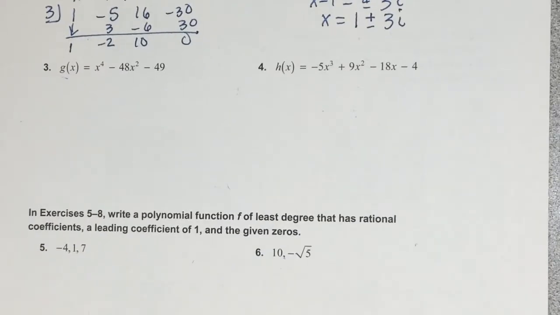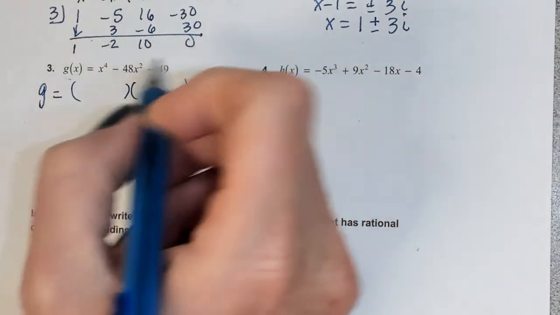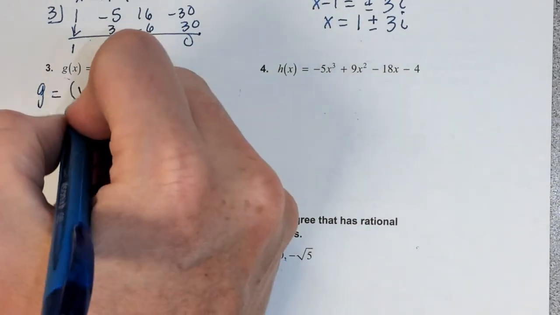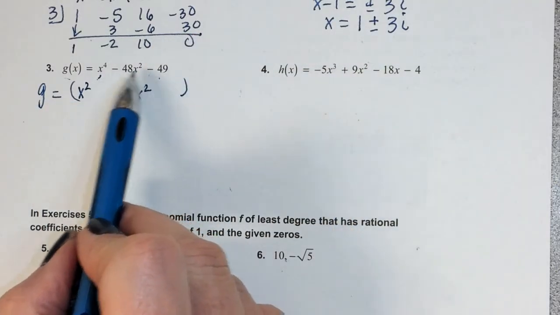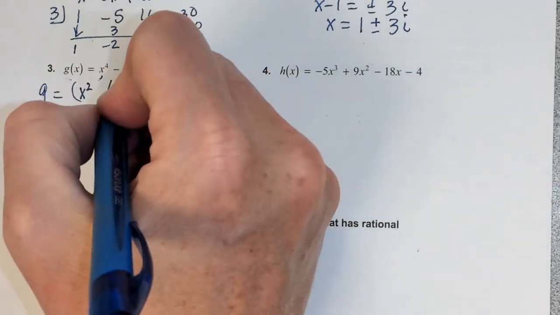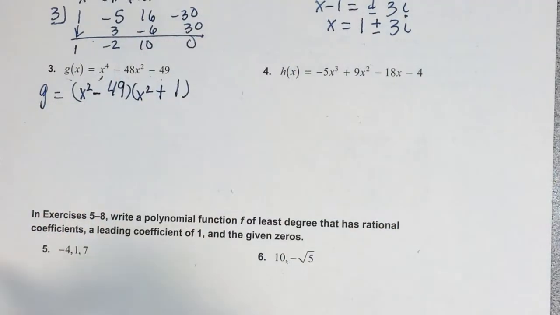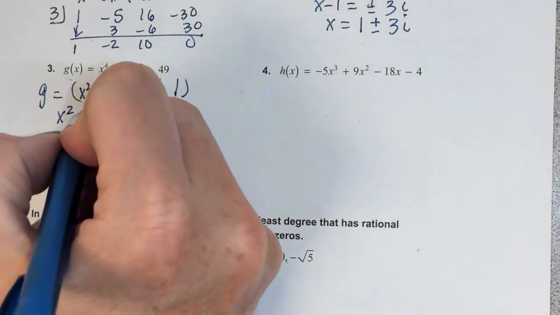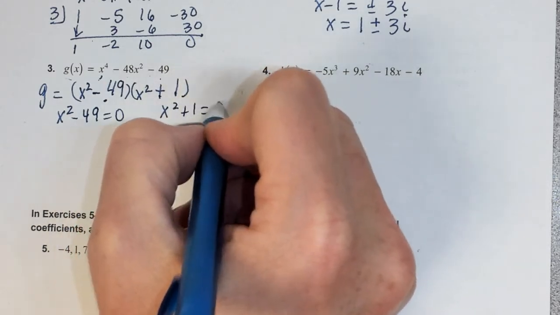Let's do another one of that type. Let's do number 3. What times what would give us x to the 4th? X squared. What numbers multiply to be 49 and subtract to be 48? 49 and 1. So this would have to be negative, this would have to be positive. This one I can solve pretty easily. X squared minus 49 has to equal 0. This one, x squared plus 1 has to equal 0.